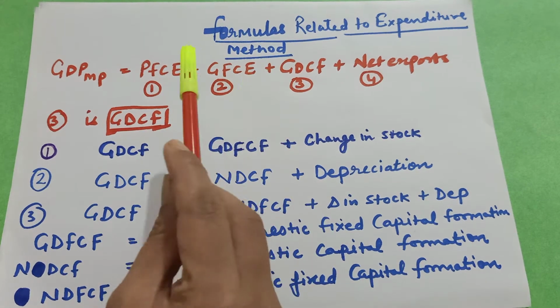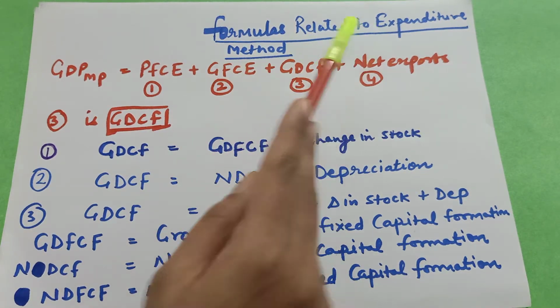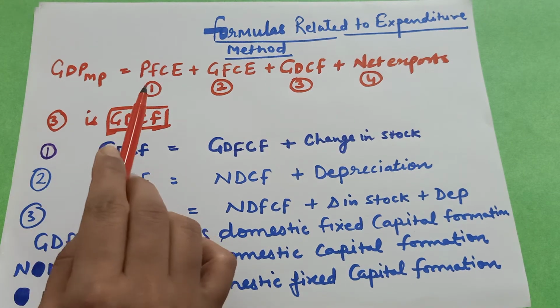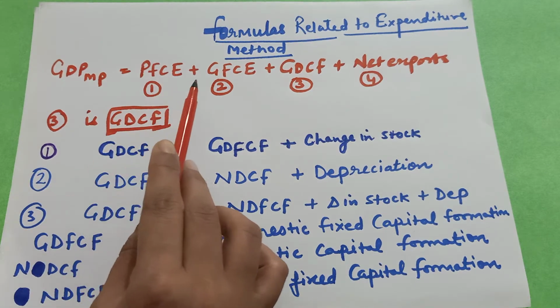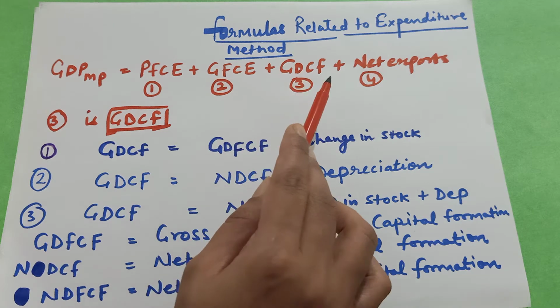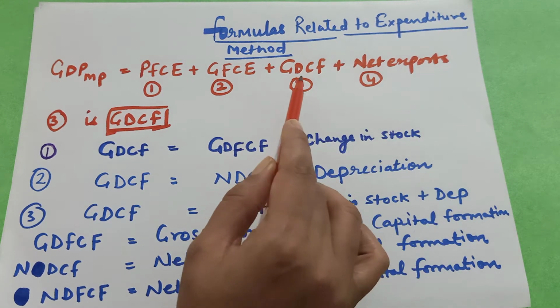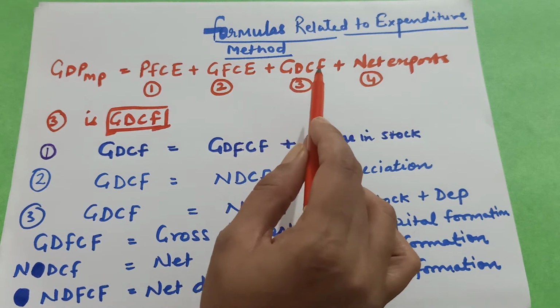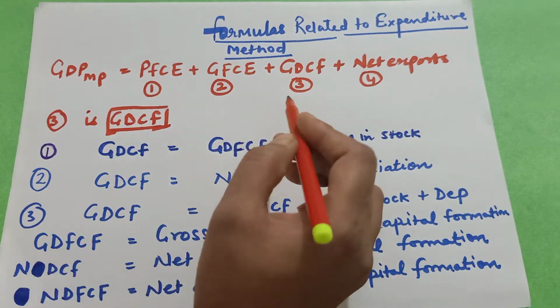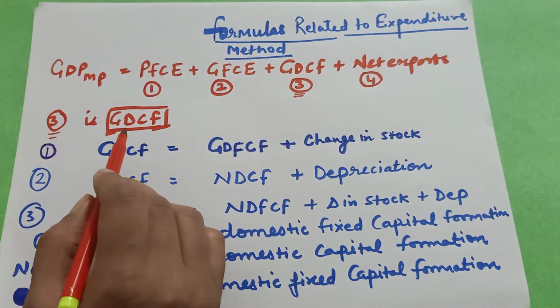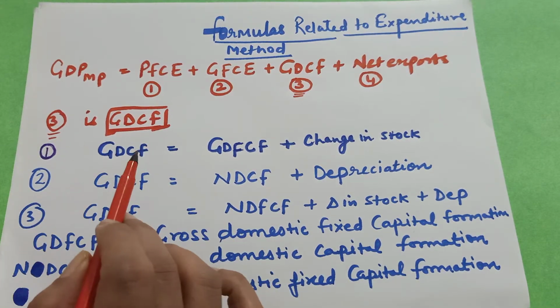So in this video, you are going to study formulas related to the expenditure method. By the expenditure method, we find GDP-MP equal to private final consumption expenditure plus government final consumption expenditure plus GDCF plus net exports. GDCF means gross domestic capital formation. So we will work on the third item, that is GDCF, gross domestic capital formation.